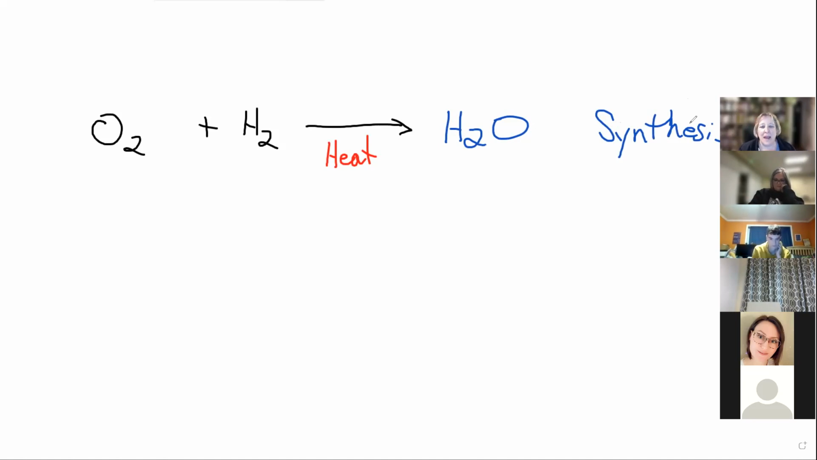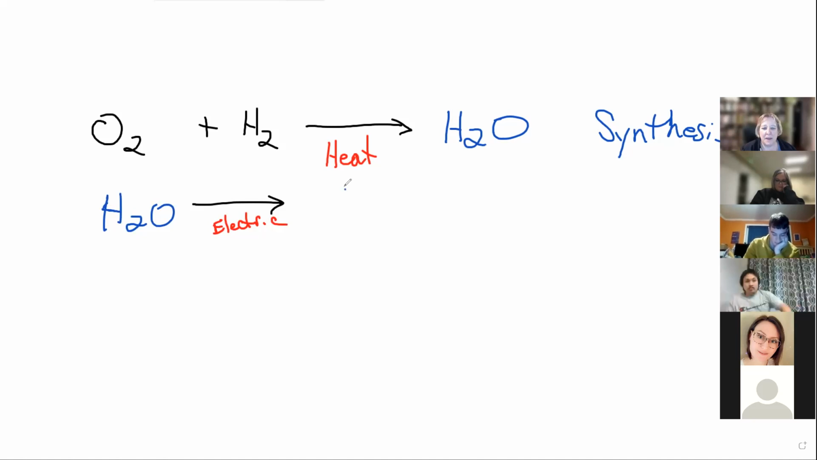Now if I were to run this the other direction, I take water and I apply some sort of energy, we'll say electrical. I run an arc through there. I can break that down back into individual oxygen and individual hydrogen, and they're going to very quickly get together. We call that decomposition.